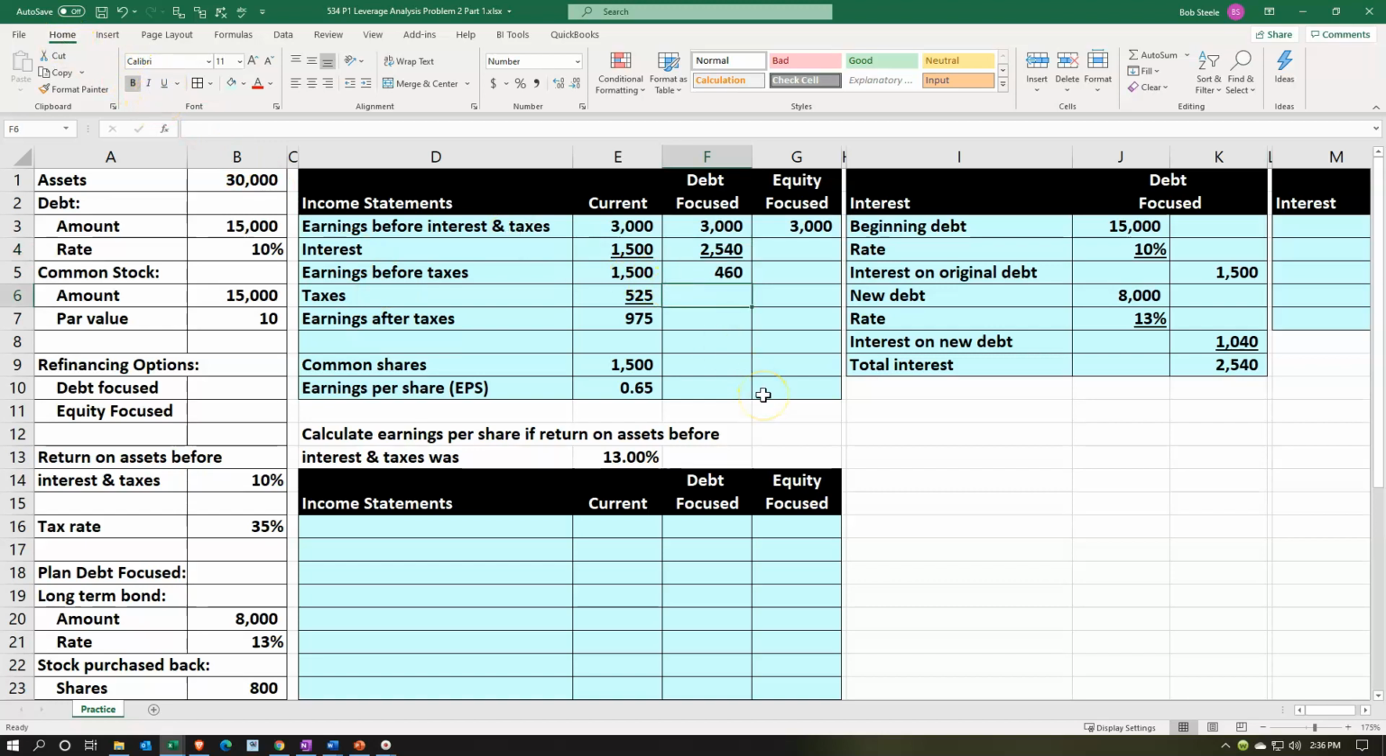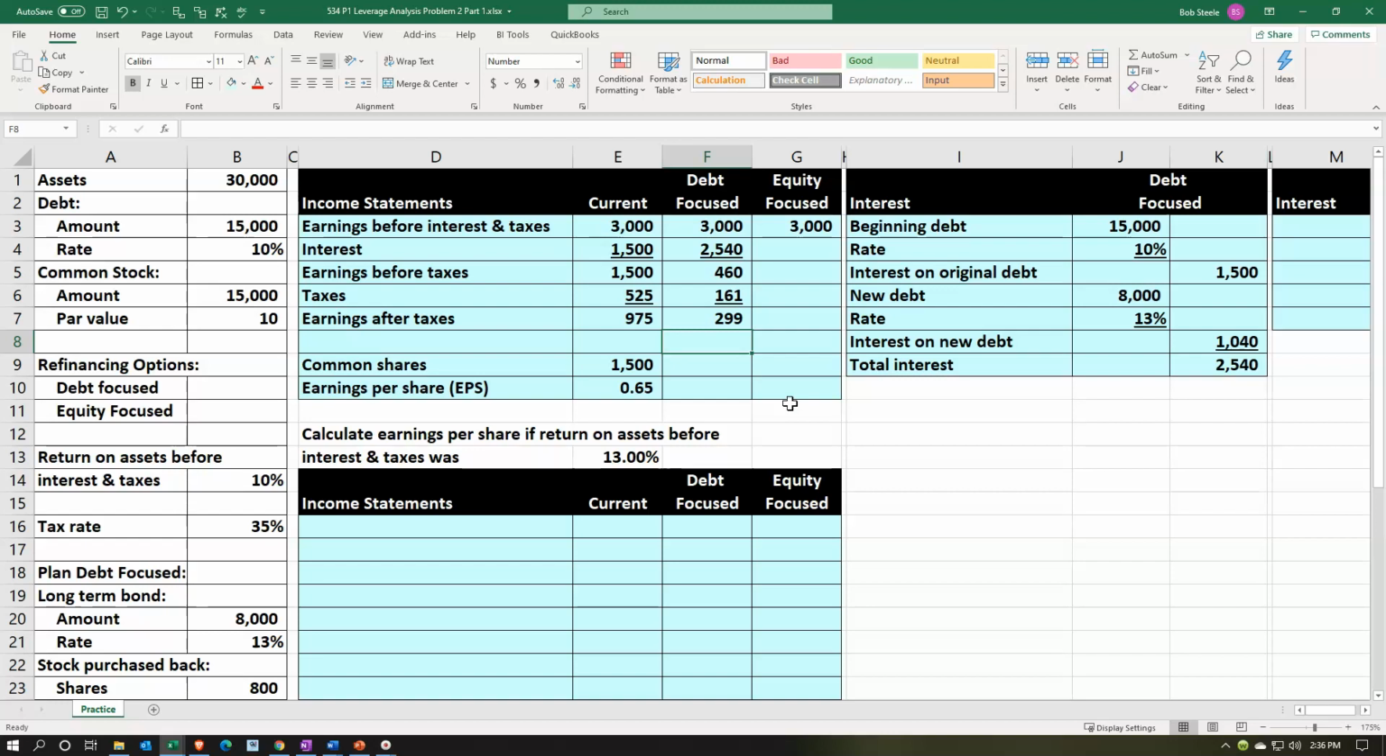Taxes then are going to be lower now because we have less things to be taxed on. So at least we're giving less to the IRS. So we're going to say that's going to be the 35% of our earnings before taxes, and then home tab, font group, and underline. And then we're going to say this is the 460 minus the 161. That's going to give us the 299.